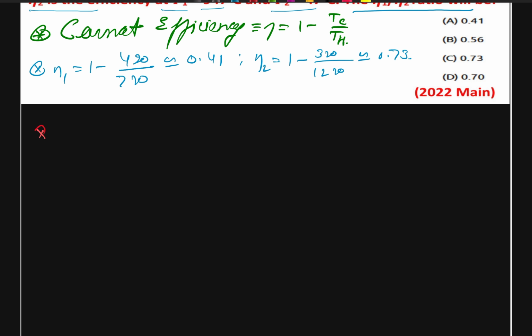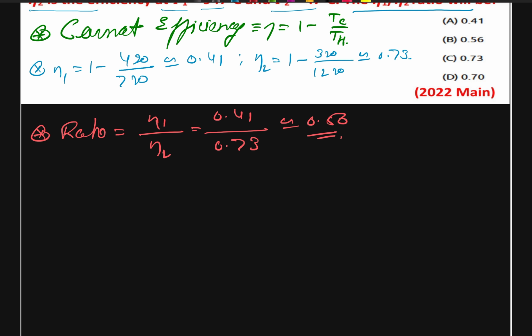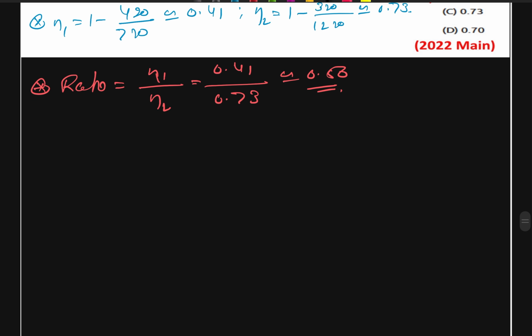Ratio is nu1 upon nu2, 0.41 and 0.73. So this comes approximately equal to 0.56. Option B is correct. Next question.